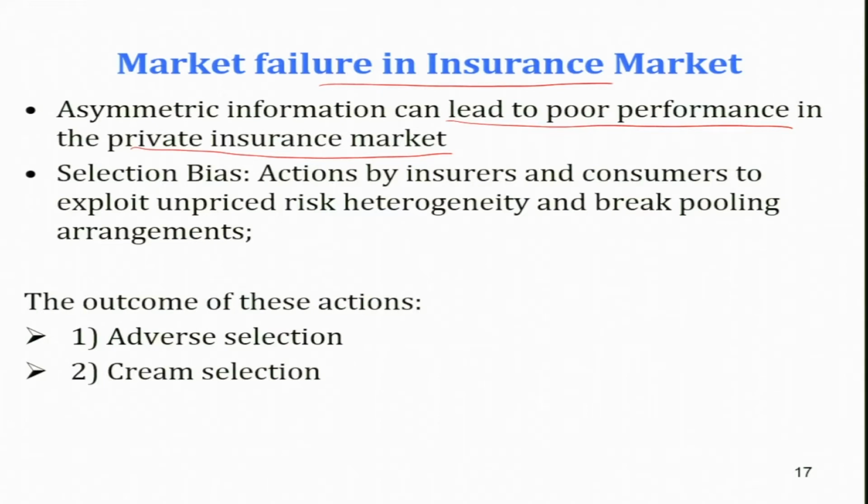So let us discuss how asymmetric information is going to result in the poor performance of the private insurance market. We introduced the concept called selection bias in the used car market case, where the market will be overrepresented by poor quality cars. That means at the end there will be only poor quality cars, and finally the used car market will collapse. Here also, the proper definition for selection bias is that actions by insurers and consumers to exploit unpriced risk heterogeneity, that is the health risk, break the pooling arrangement.